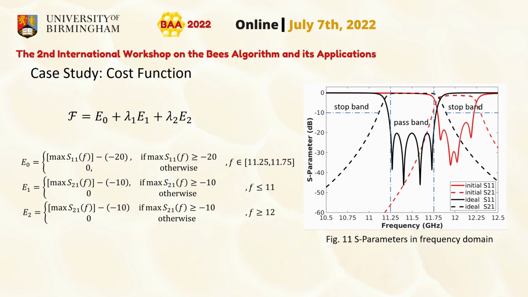The cost function is defined according to the specification. It has 3 components. The first part, E0, is the maximum value in passband. The remaining 2 terms are penalties. Lambda is set empirically to 25.